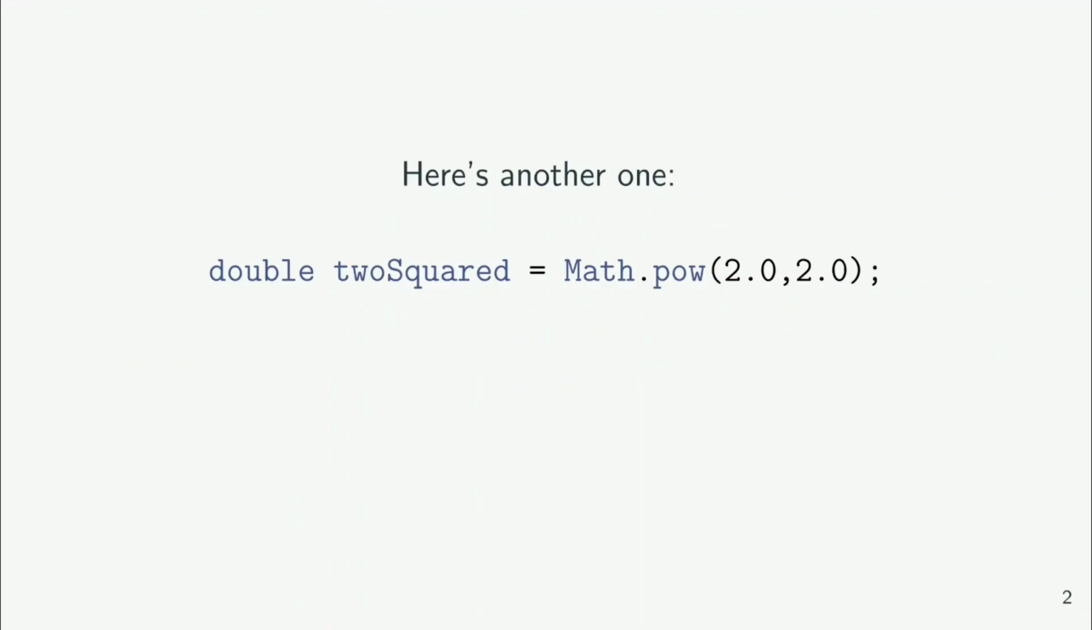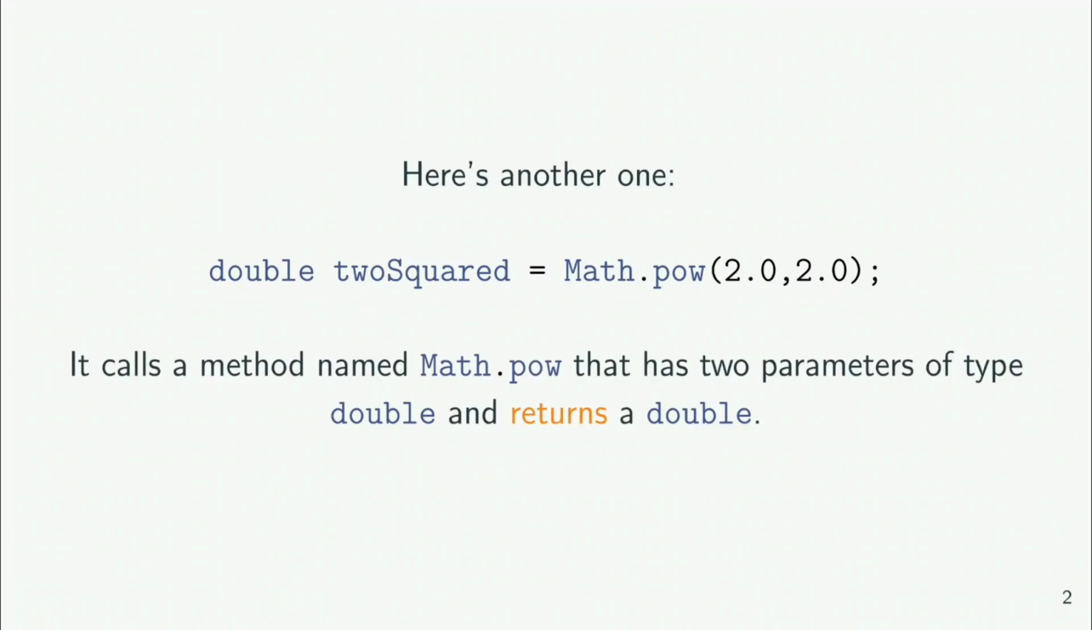Here's another one. It's a declaration and initialization of a variable called 2 squared to the value 2 squared, but we do this by calling a method called Math.pow that has two parameters of type double and returns a double. So mathematically what we're looking at is a function called pow from two reals into the reals. But since we can't explicitly represent real numbers in Java, we have the type double, which is a floating point type that represents real values.